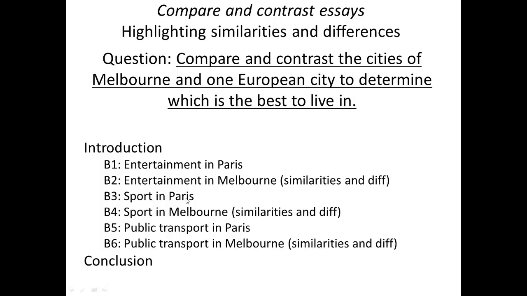And you can see the pattern continues. The third body paragraph will talk about the type of sport available in Paris. And here in the fourth body paragraph, when you introduce the type of sporting venues in Melbourne, it's here that you would highlight similarities and differences with Paris.